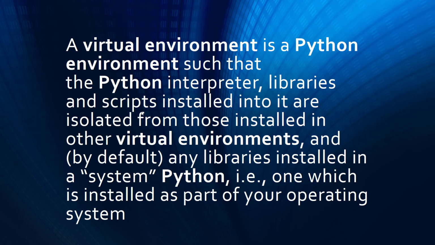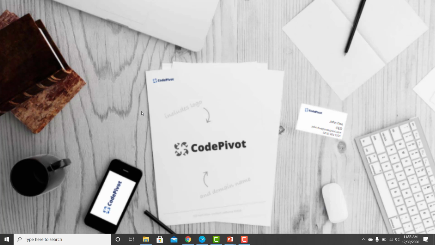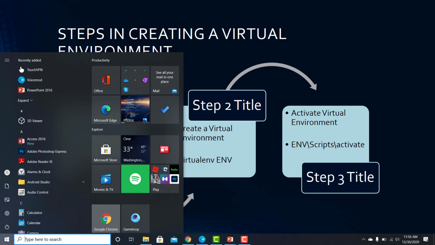We'll actually be creating a virtual environment for Windows today. Now, the steps in creating a virtual environment. Number one, we're going to install virtualenv using the command pip install virtualenv. Number two, we're going to create a virtual environment using virtualenv and env, the name of our folder. Number three, we're going to activate the virtual environment using env\Scripts\activate. So now let's go to Visual Studio Code.